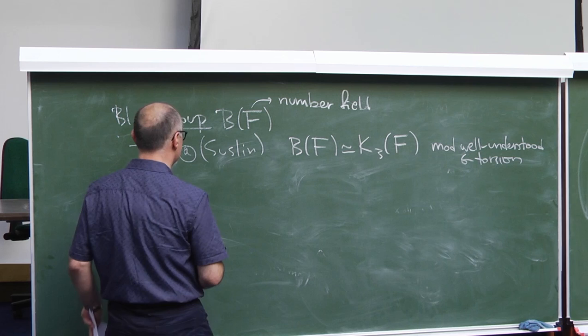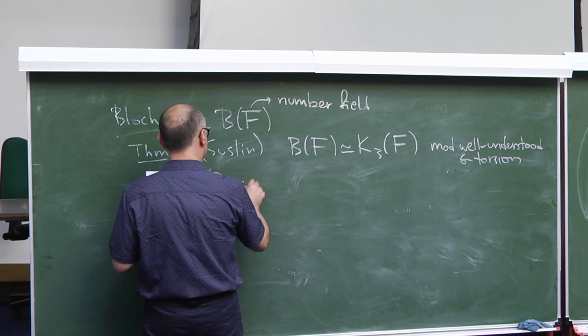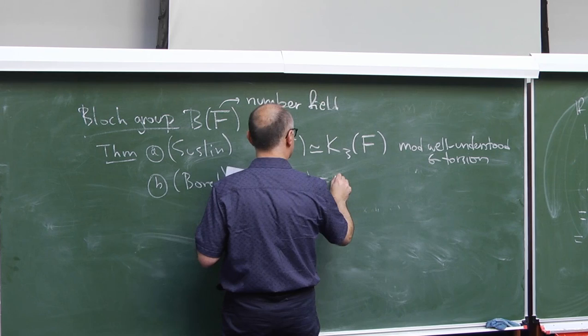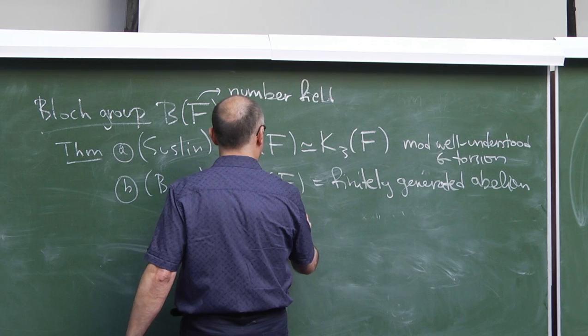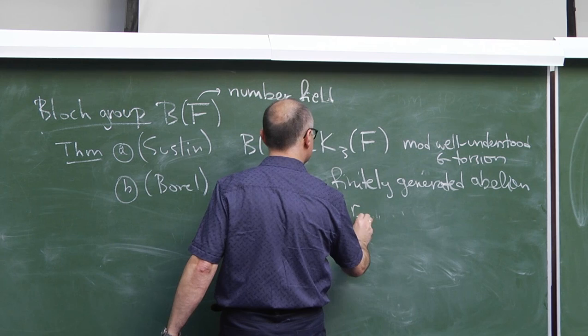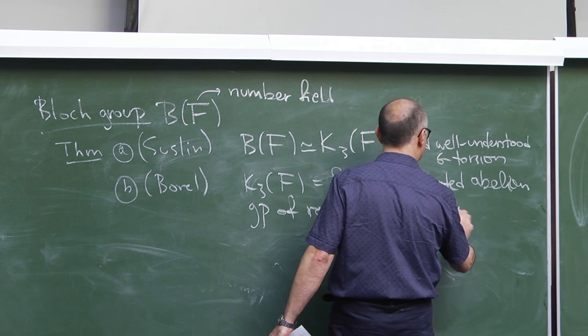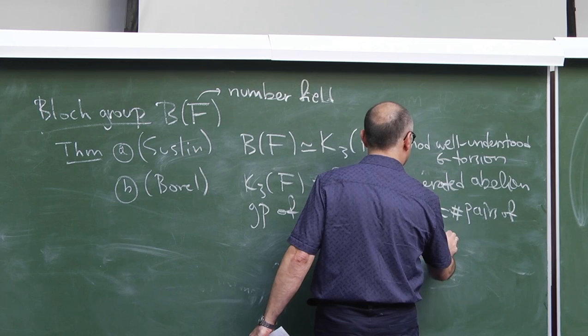And then there's a theorem of Borel that says that K3 of a number field is a finitely generated abelian group of rank R2, where R2 is the number of pairs of complex embeddings of F.